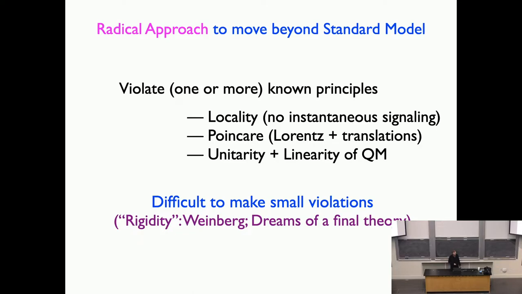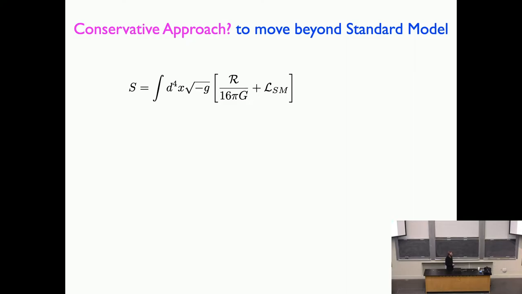In any case, for the remainder of this talk, I will discuss a more, if you will, conservative approach to move beyond the standard model. So let's say we write down this action. This thing here, this script R, is called the Ricci scalar. If you were to vary this action and write down the equations of motion, this gives you the Einstein field equations. So this is the so-called Einstein-Hilbert action. And this L sub SM is my notation for the Lagrangian of the standard model. So this is modern physics summarized for you.